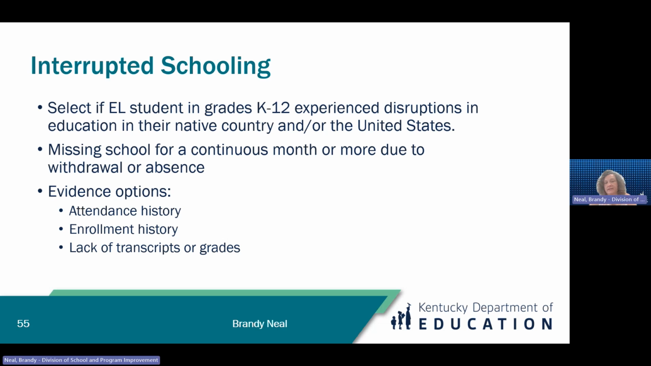Interrupted schooling. If an English learner student in grade K through 12 experiences disruptions in education in their native country or in the United States, missing school for a continuous month or so due to withdrawal or absence, the evidence options that you would provide would be attendance history, enrollment history, and lack of transcripts and/or grades.